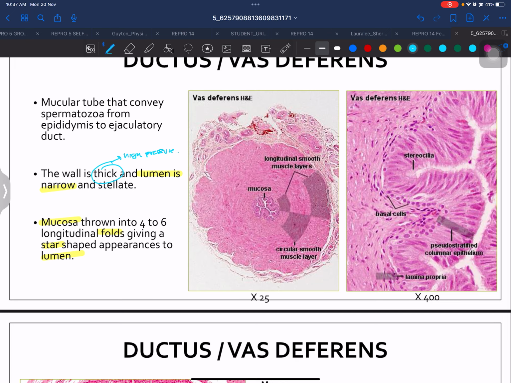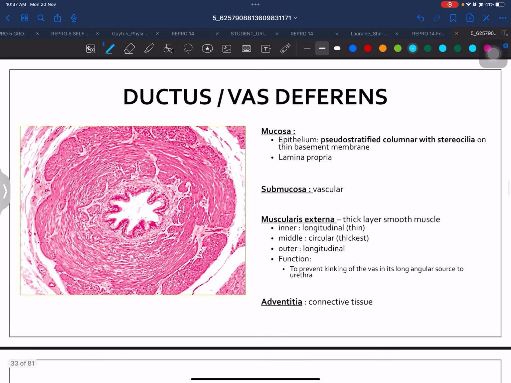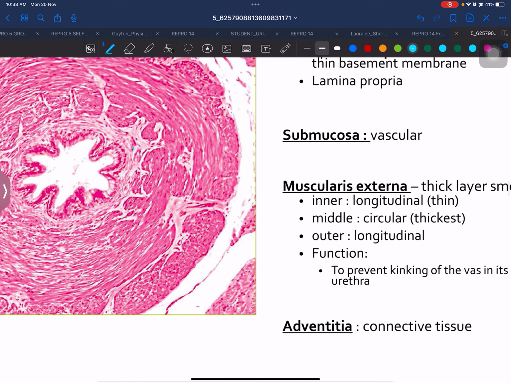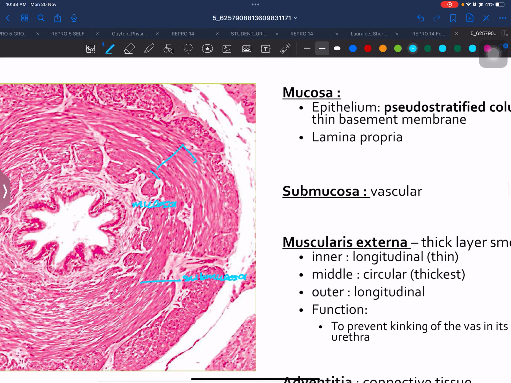So these are the vas deferens in lower magnification. In higher magnification, you can see the epithelium is pseudo-stratified columnar epithelium. It also has principal cells and basal cells. The mucosa has a lamina propria. Then the submucosa has blood vessels. Then the muscularis externa is a thick layer of smooth muscle.